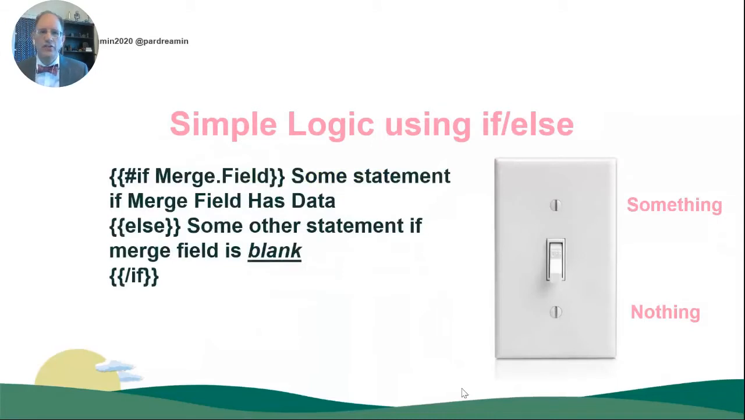So the basic way that it works is that it's basically a yes, no, if, else question. So if the merge field has something in it, then it shows some statement if there's data there, else some other statement if the merge field is blank. And then there is this close if in the merge inside the handlebars. So it's basically these three parts: the pound if, the merge field, handlebars else, handlebars close if. So that's the basic simple logic.